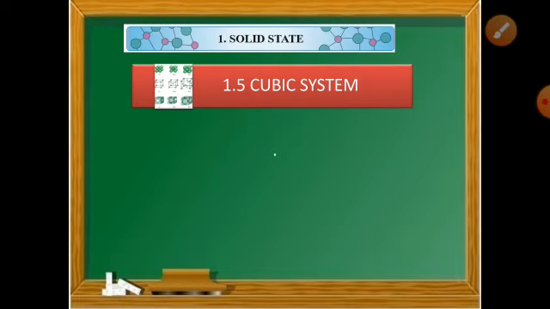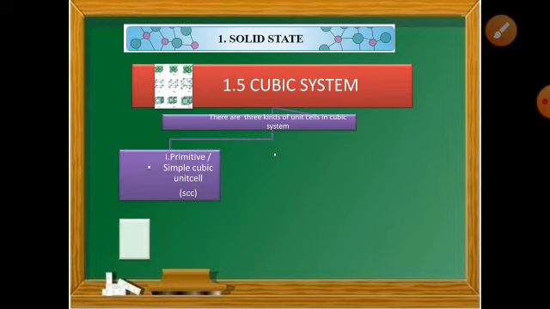In this type of system, alpha, beta, gamma are equal to 90 degrees, that is, all angles are equal, and a, b, c are equal, that is, all sides are also equal, and that's why this type of system is called a cubic system. Now this cubic system has three kinds of unit cell.